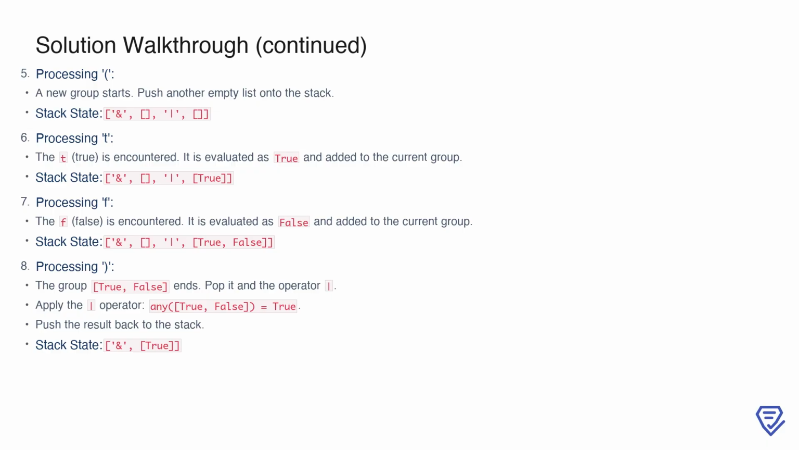When we process the closing parenthesis, the group [true, false] is popped from the stack along with the | operator. The operator is applied to this group, evaluating any of true, false, which results in true. The result is then pushed back onto the stack, leaving the stack with the AND operator and the value true.